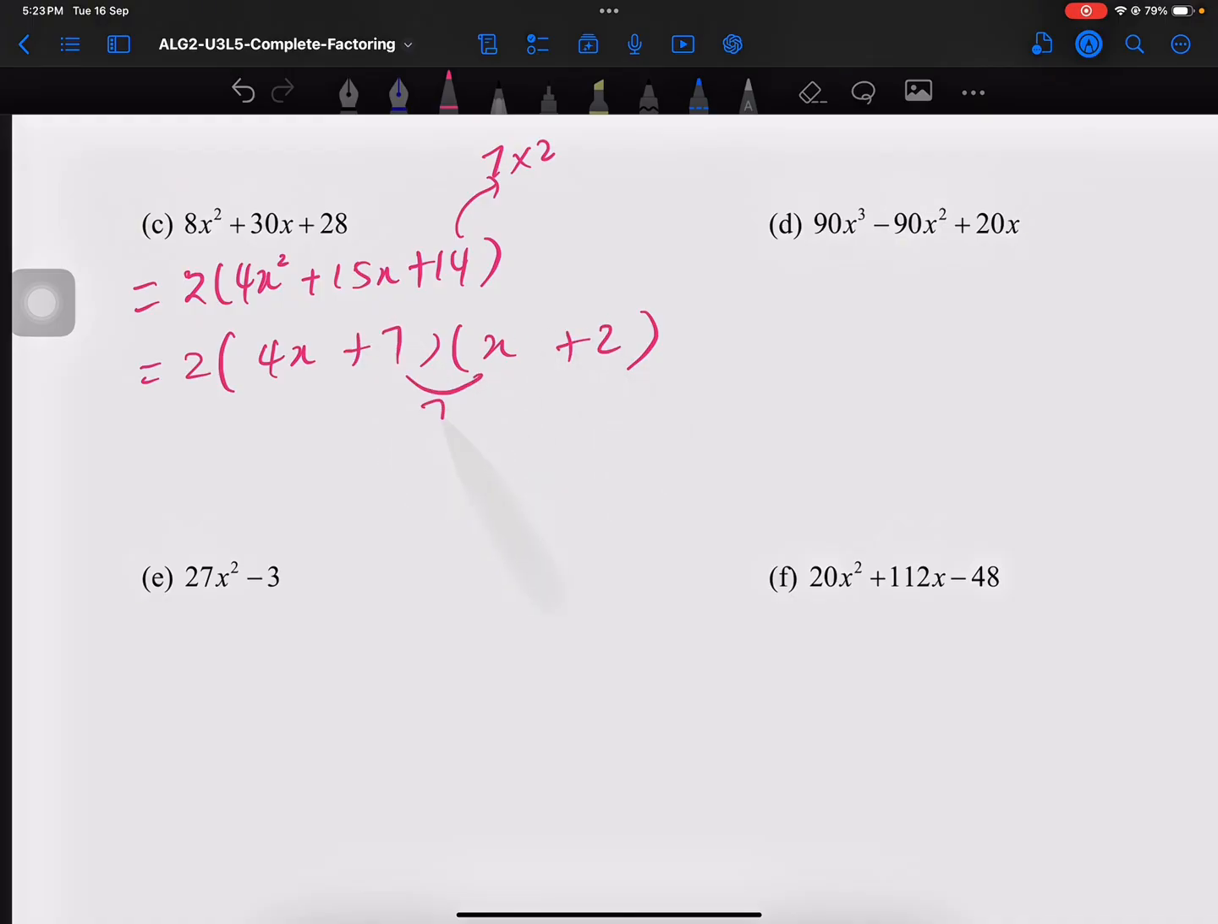If you multiply this, it becomes 7x, and this becomes 8x. So when we add, it becomes 15x. Okay, our factor is correct. So this will be our final answer.